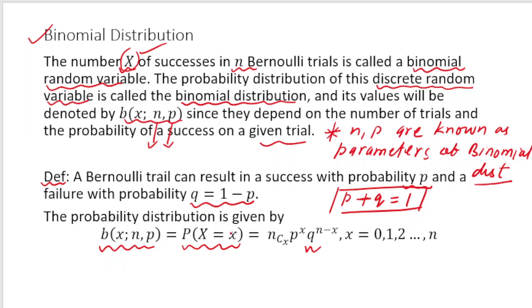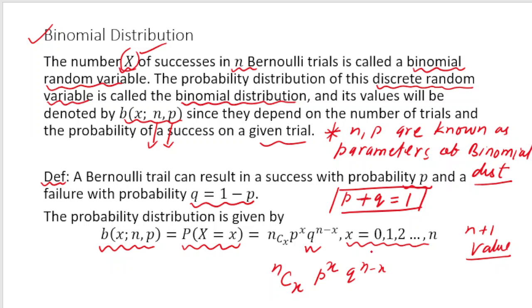Now the probability distribution for this discrete random variable is given by b(x; n, p), which we can also represent as the probability of x successes, and it is given by the formula nCx, where n is the number of trials, and to calculate the probability of x successes we write nCx. p is the probability of success, so p to the power x and q to the power n minus x.